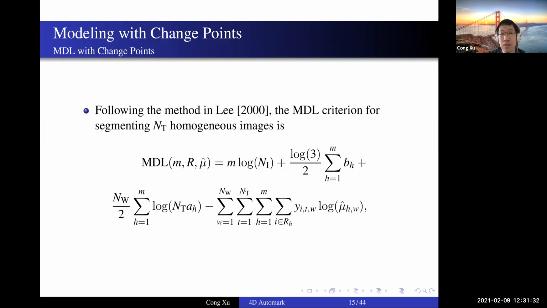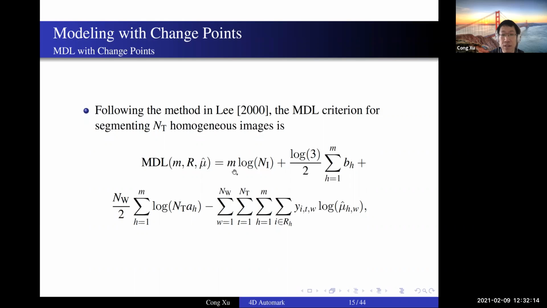Okay, so right now we still need a specific formula for the MDL. We follow the method from Thomas, and the MDL for a homogeneous model can be written in this way. It's pretty complicated, but the first three terms are the first part, which denotes the code length to encode the fitted model. And the last part, the minus term, is the negative log likelihood term, given this model.